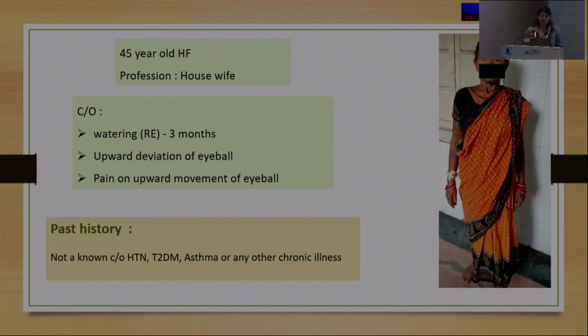A 45-year-old Hindu female came to our ophthalmology OPD with chief complaint of watering of the right eye since 3 months, with upward deviation of the eyeball, pain and upward movement of the eyeball. There is no significant past history.